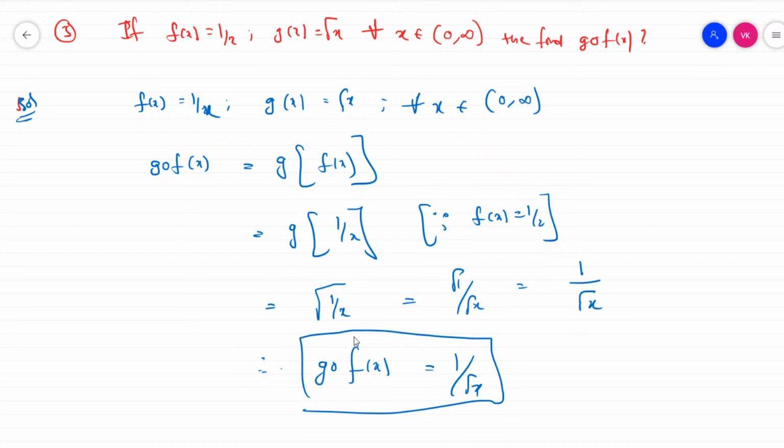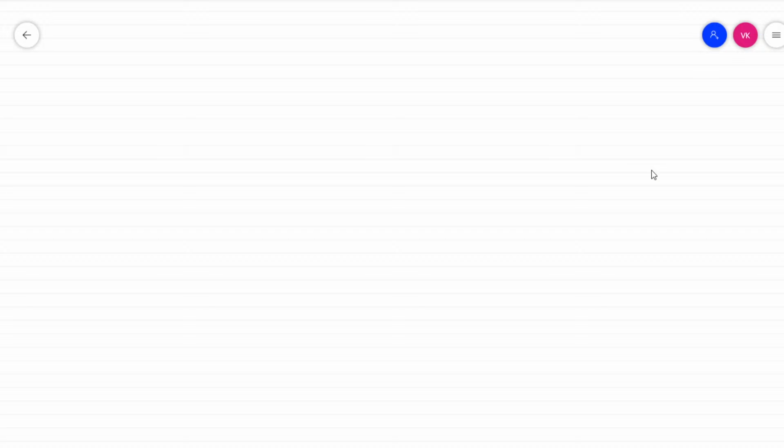Okay, let's go for the seventh one. Sorry, let's go for the sixth one first. The sixth question is given as f of x is equal to 2x minus 1 and g of x is equal to x plus 1 by 2, wherever x belongs to R, find g circle f of x. Okay, let's go for this solution.